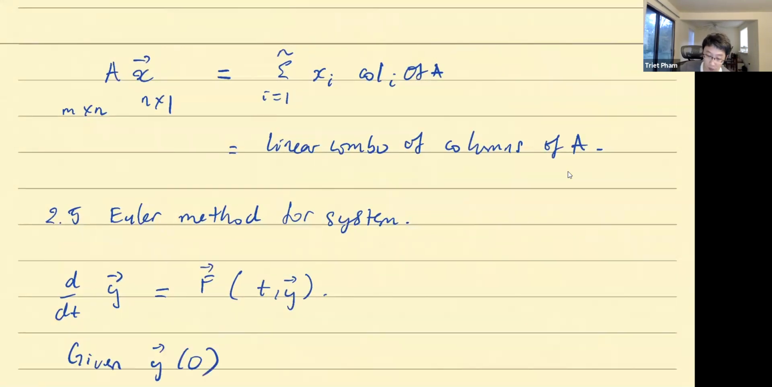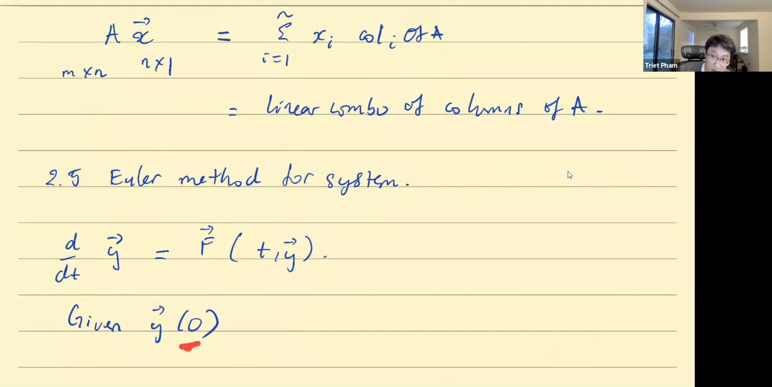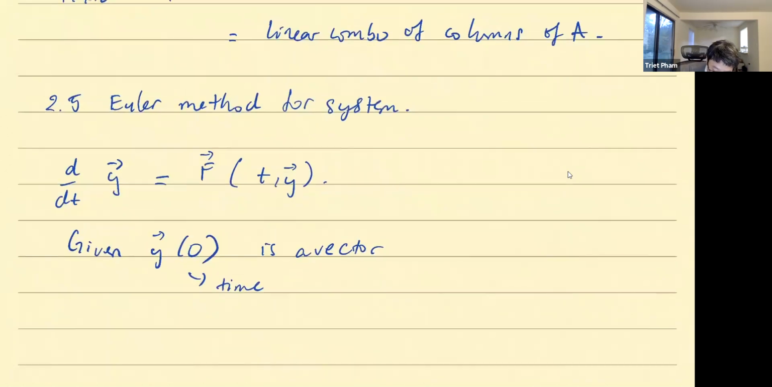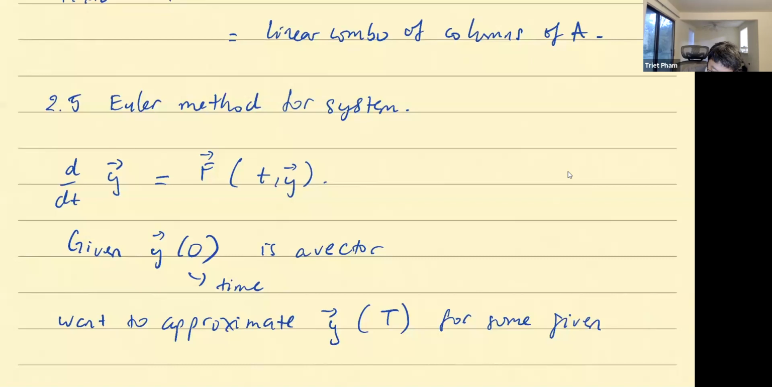Okay. So pay attention. This is a 0 in time. And of course, the initial condition should be a vector, a vector of whatever size that the system is. And we want to approximate y of big T, for some given T. Let's say T equals 1, a standard choice. Of course, we're also given the step size, delta t, 0.25, that kind of thing.